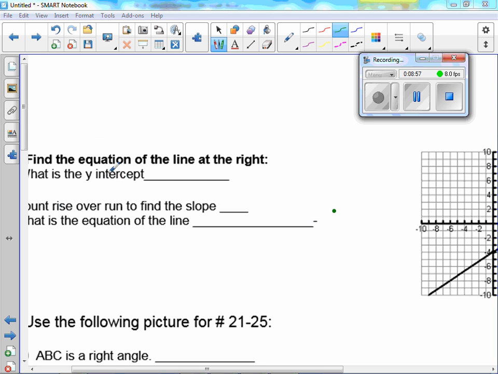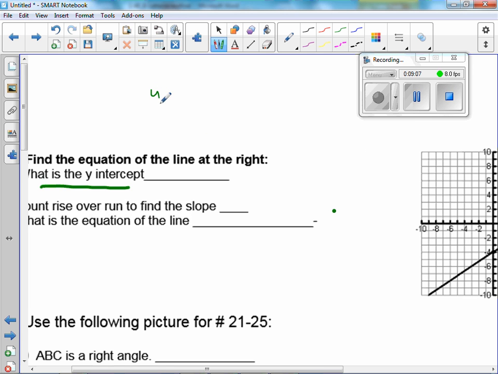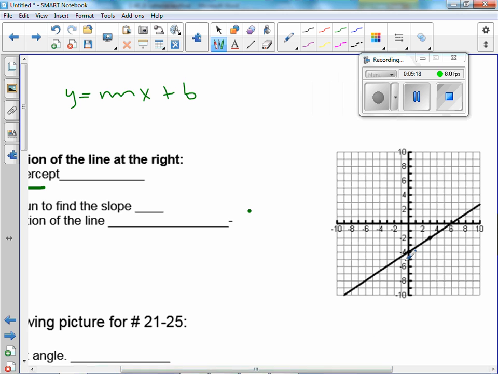The next one is find the equation of a line at the right. That's what we're going to do. First of all, we have to know what is the y-intercept. And remember, the equation of a line is in the form of y equals mx plus b, whereas b is the y-intercept. So we see the y-intercept is negative 4, so I'll write that down.